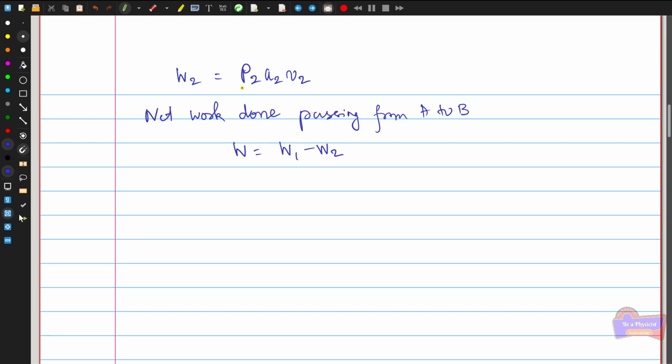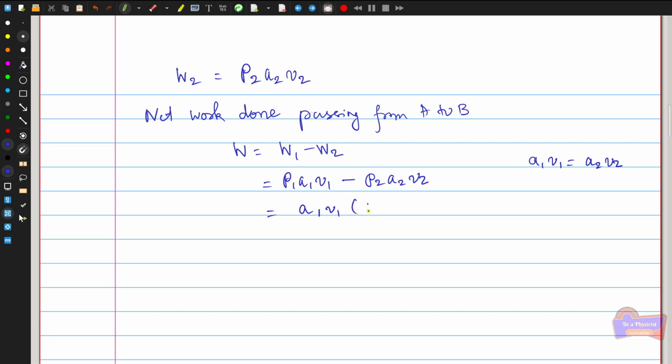Okay, so you can just take the subtraction of the values W1 and W2, and we get P1 A1 V1 minus P2 A2 V2. But we already know that from the equation of continuity, A1 V1 is equal to A2 V2. So if we apply the equation of continuity in this equation, I can write A2 V2 as equal to A1 V1. So I can take A1 V1 as common, multiplied by P1 minus P2. So that is the total work done by the liquid in passing from point A to point B.